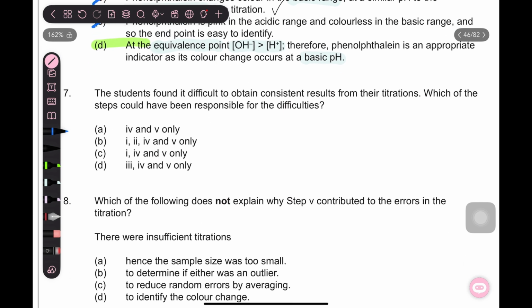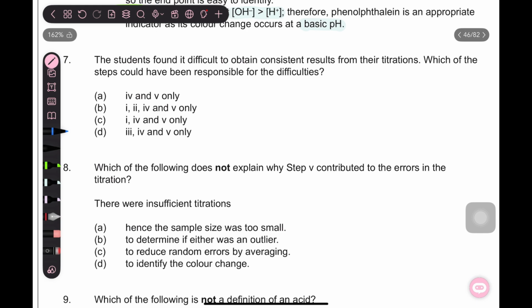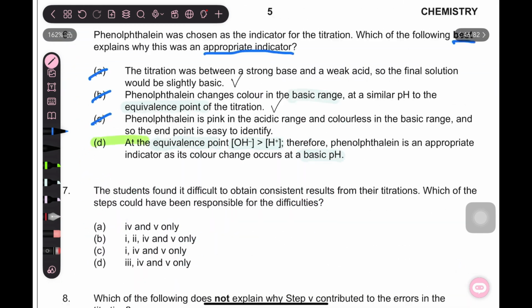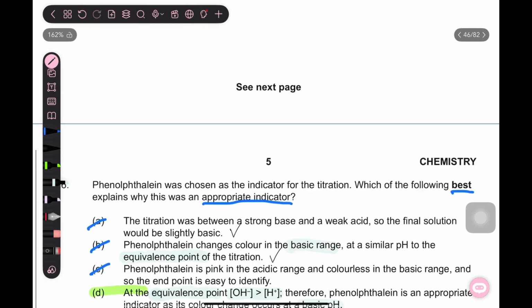Okay, question 7. So this is pretty much asking you what errors the students encountered during the experiment. So by looking at this, we don't really need to worry about 4 and 5 because they're mentioned in every answer. So we're just going to focus on 1, 2, and 3.